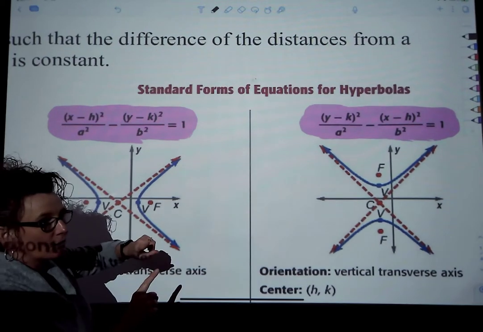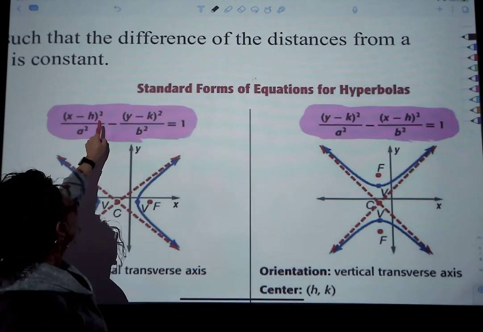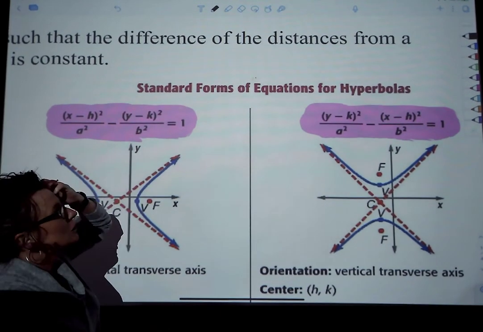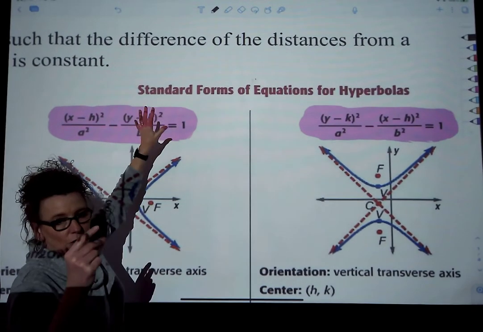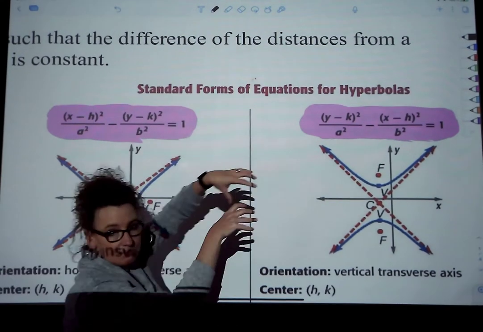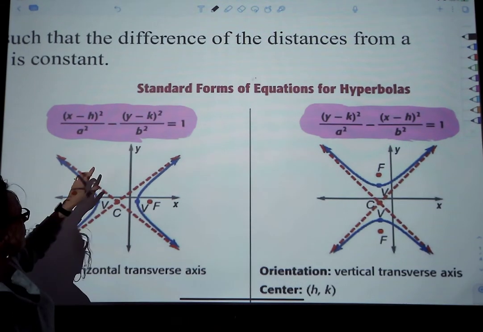You're going to need to be able to look at the equation of a hyperbola. Notice that they always have a minus sign and they always equal 1. You need to be able to look at the equation of a hyperbola and quickly determine which way it opens. Okay? Now here's how you're going to do that.